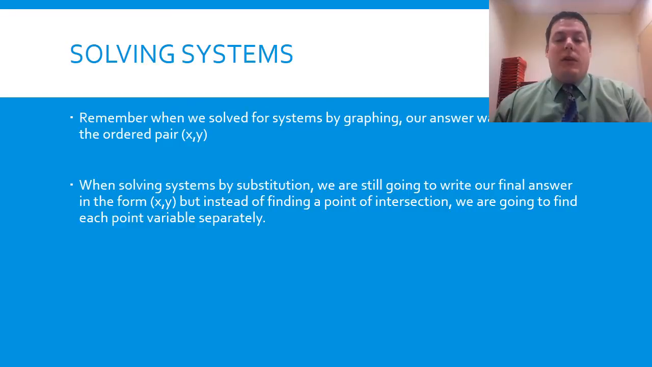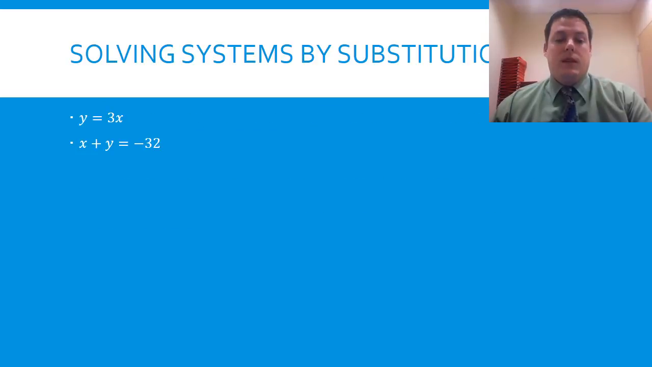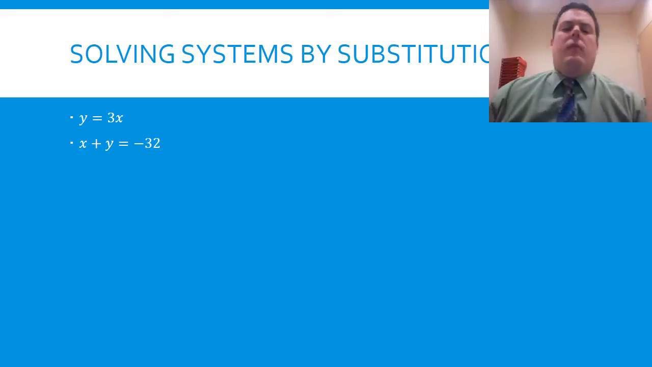So remember, when we were graphing, we found the answer at the intersection point by writing it as the ordered pair x comma y. When we're solving by substitution, our answer is going to be written the same way, but instead of finding the intersection point by graphing, we're going to solve for each variable separately. And we're going to use substitution to do so. So here's what I mean.